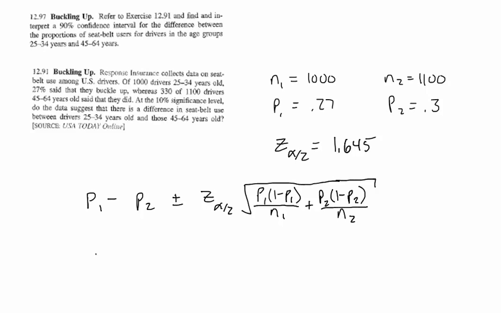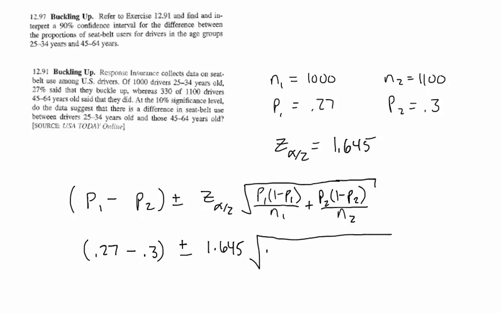So P1 was equal to 0.27 minus P2 is 0.3 plus or minus Z alpha over 2 is 1.645 times the square root of P1 is 0.27 times 1 minus P1, 1 minus 0.27, divided by 1000, plus P2 was 0.3 times 1 minus 0.3, divided by 1100.